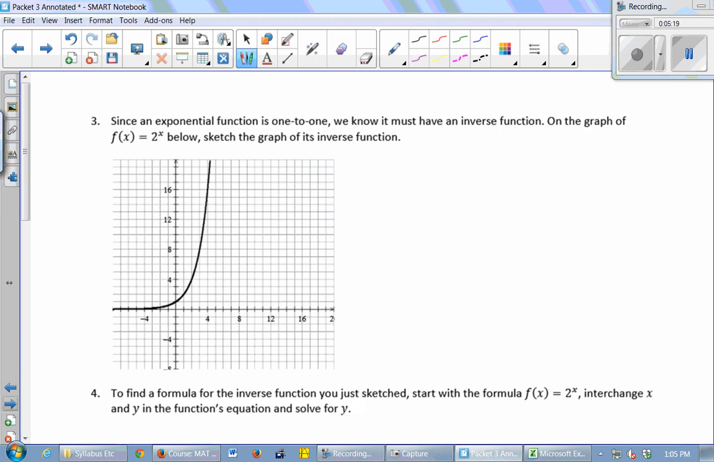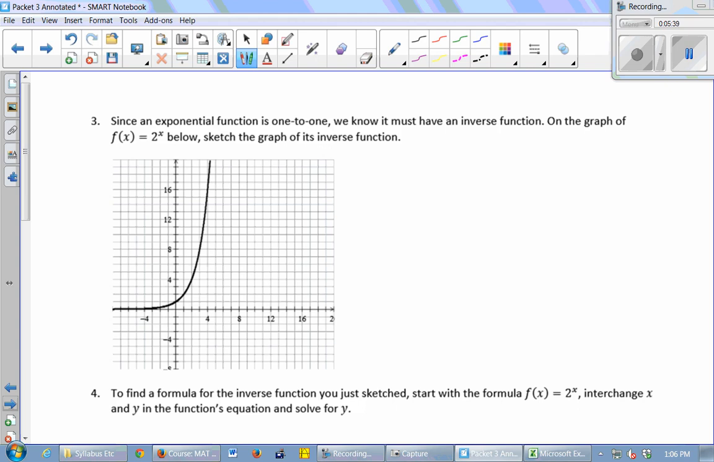So since an exponential function is 1-to-1, we know it must have an inverse function. That's what it means to be 1-to-1. Its inverse is also a function. So I want to sketch the graph of the inverse of 2 to the x. I just graphed 2 to the x there. I want to sketch its inverse. I don't want to find its formula yet. I just want to try to draw it.